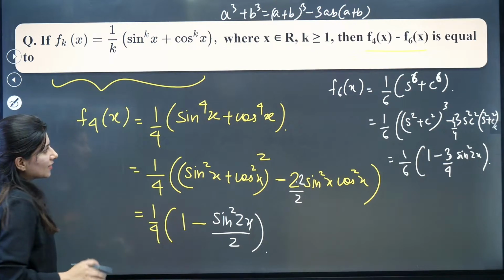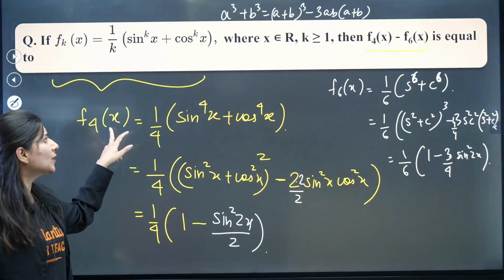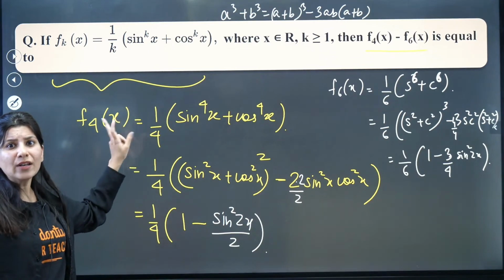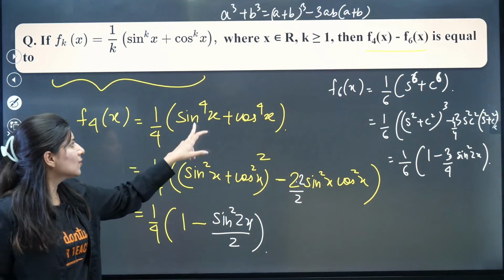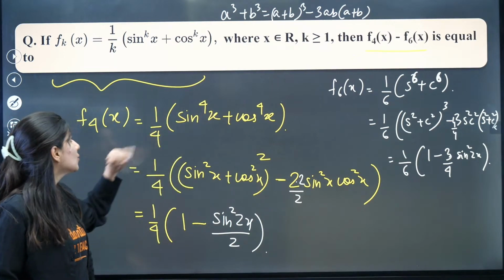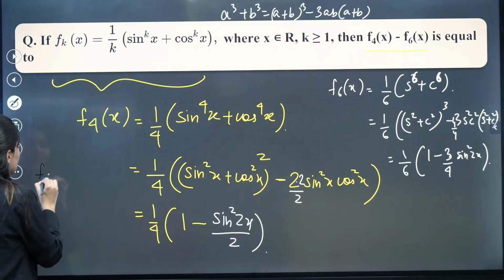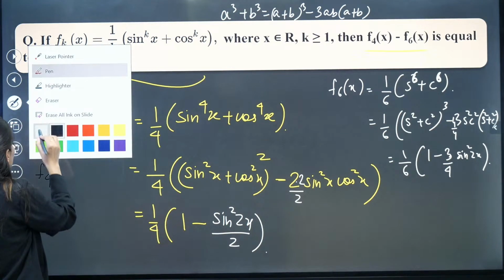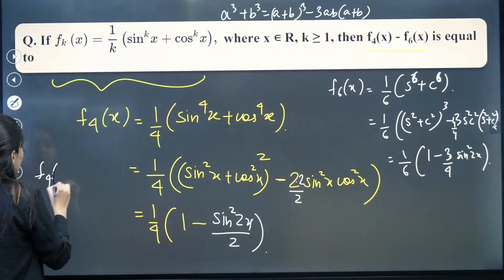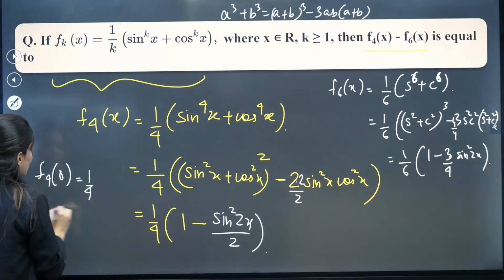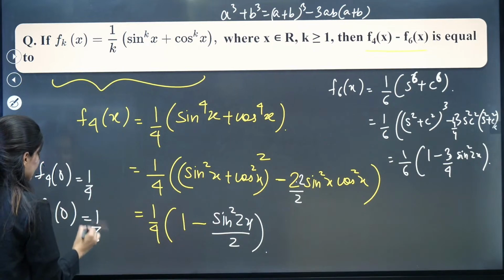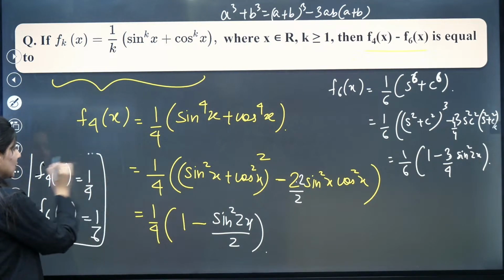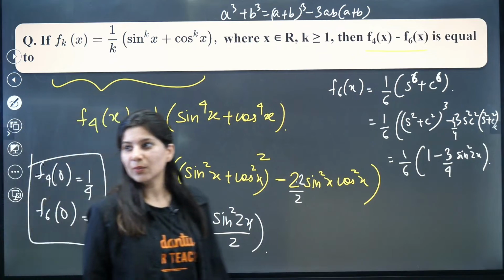So you are having f4 of x. Why not put x equals 0? The moment you put x equals 0, this is going to be 0, so this is going to be 1 by 4. f4 of 0 you can calculate. That would be 1 by 4. What about f6 of 0? f6 of 0 is 1 by 6. So now can you see, the moment you subtract it, you are going to get 1 by 12. There is a shortcut.